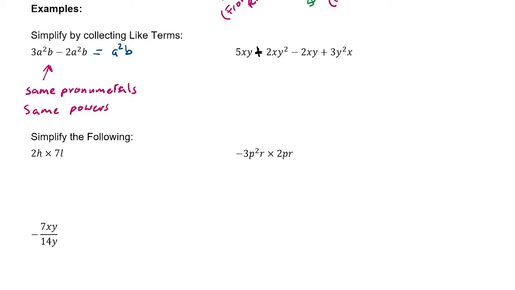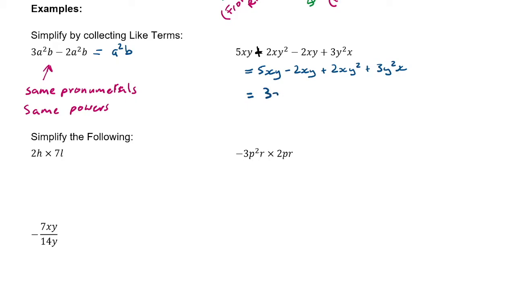Okay. Moving straight to the next one. Same idea. However, I'm going to rewrite this so that the like terms are next to each other. So my like terms here are 5xy and 2xy, and then 2xy squared plus 3y squared x. You can see that those last two are the same, even though they're in a slightly different order. They are still the same like term. So now we have our like terms together. Let's just do the subtractions.